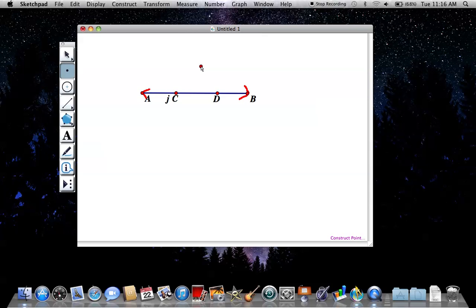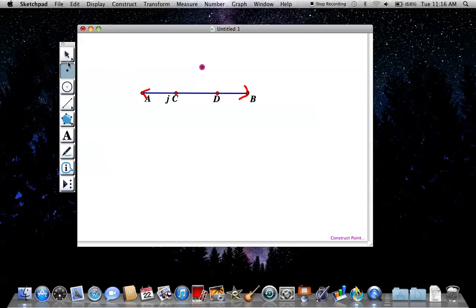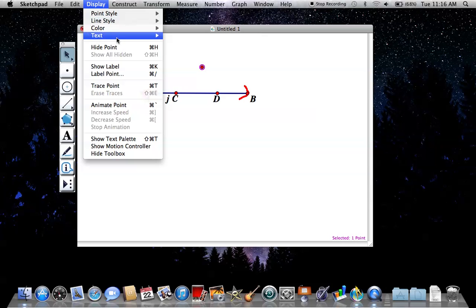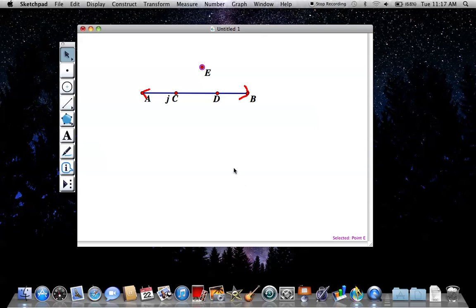Now if we had a point that was out here, label the point, point E. E would not be collinear with A, C, D, or B because it doesn't lie in the same line as the other 4 do. So E would be non-collinear.